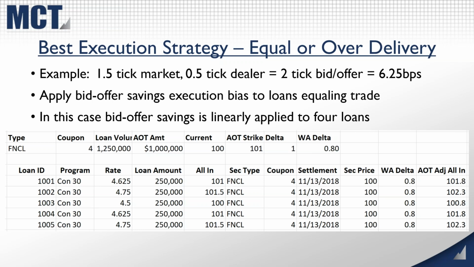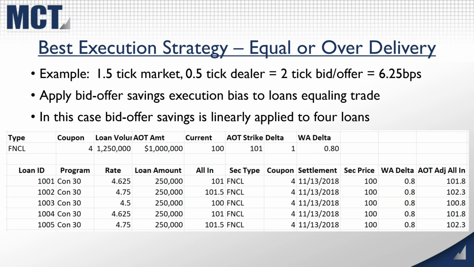So if we think the standard bid offer spread for the broker dealer off of the screen is a 0.5 tick, and I should have said, just to take a step back, a tick is 1/32. 1/32 is 3.125 basis points. So when we talk about 2 ticks, we're talking about 2 times 3.125 basis points, or 6.25 basis points.